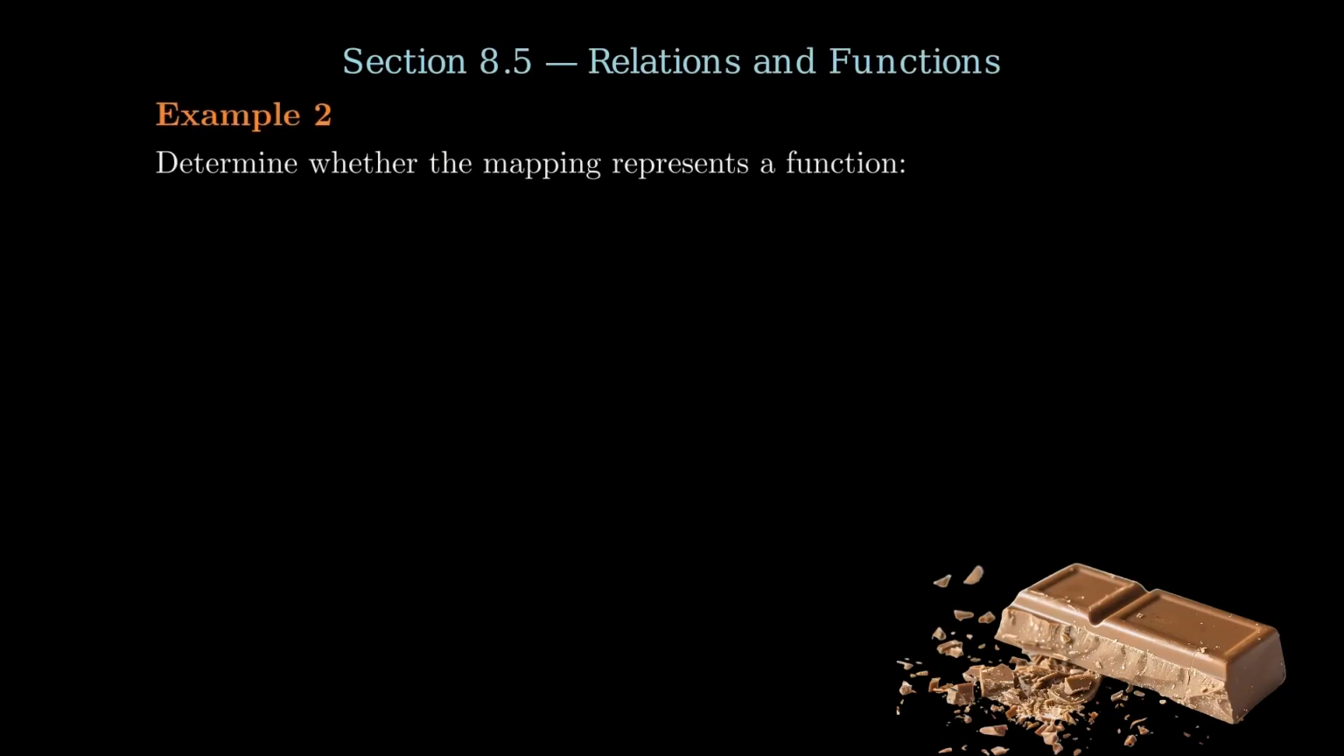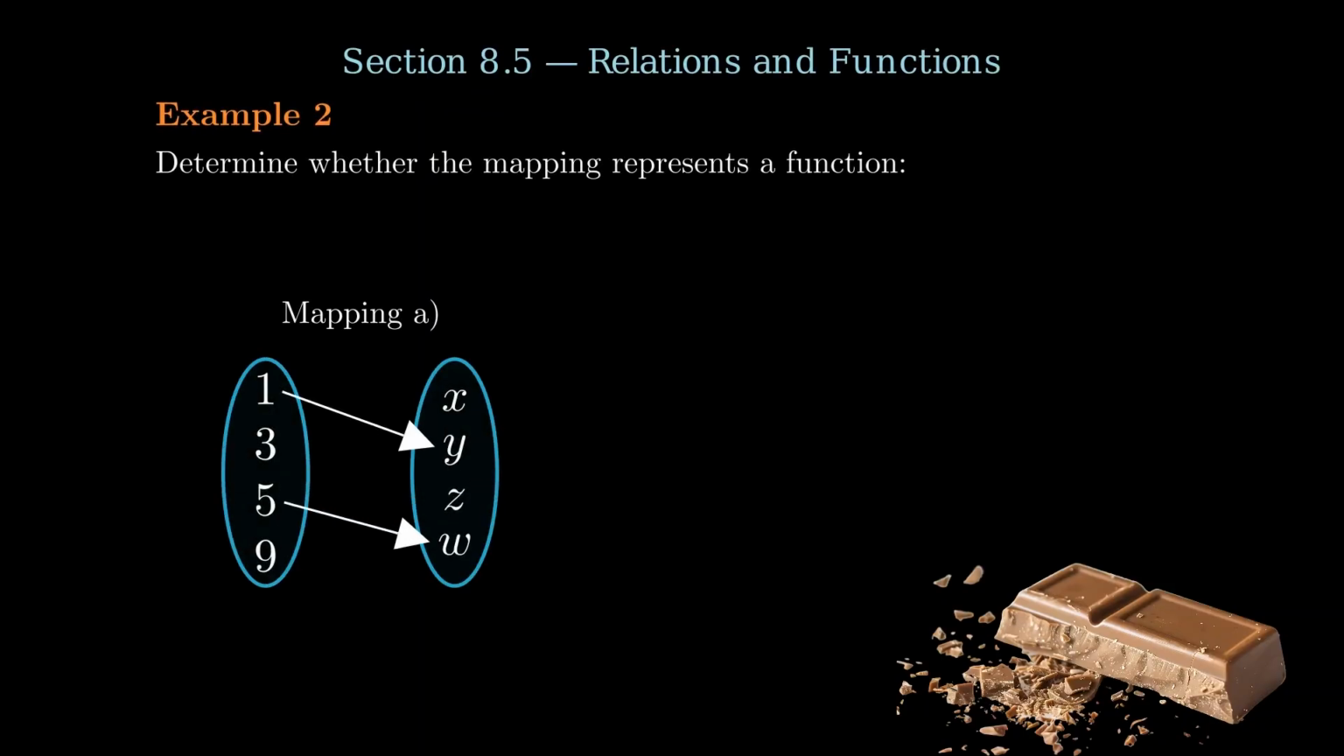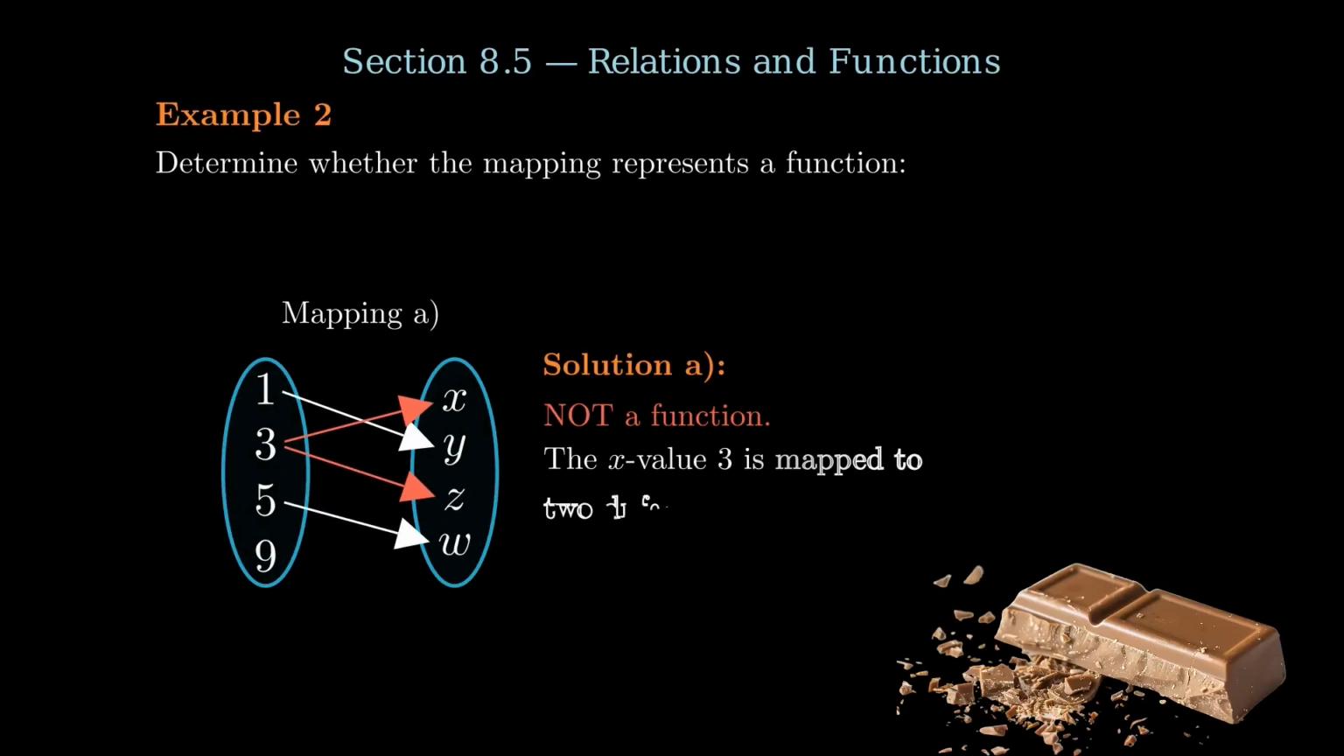Let's practice determining whether a mapping diagram represents a function. Look at mapping A. Our domain elements are 1, 3, 5, and 9. Notice how the input 3 splits and maps to both x and z. Because this single x value has two different y values, mapping A is not a function.